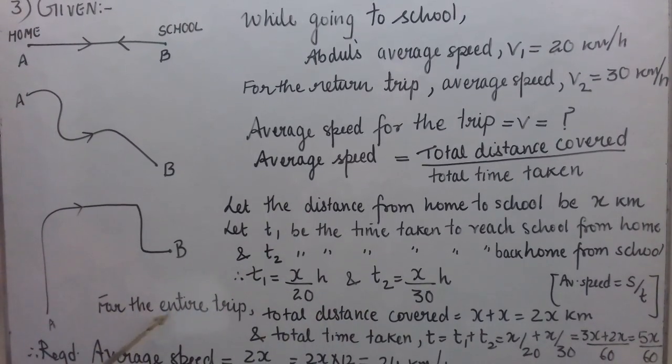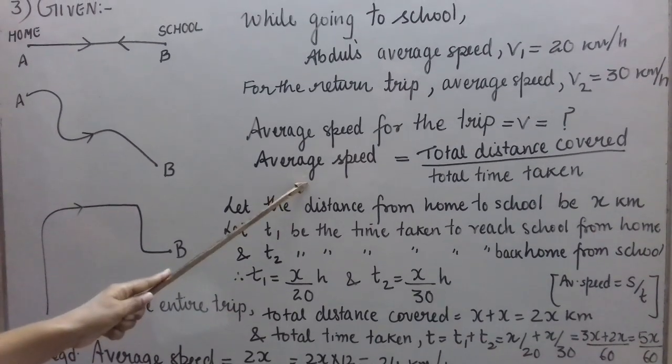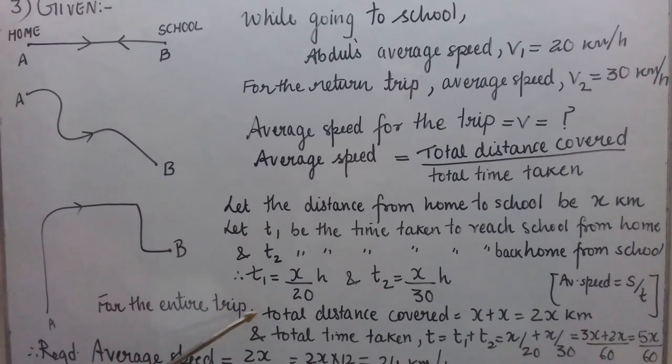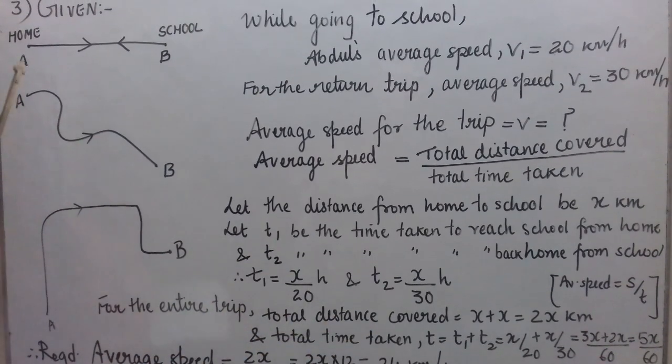Now for the entire trip, because we have to use this formula, we have to find the average speed for the entire trip. For the entire trip, what is the total distance covered?